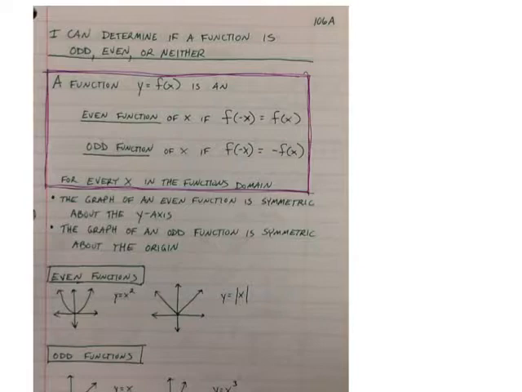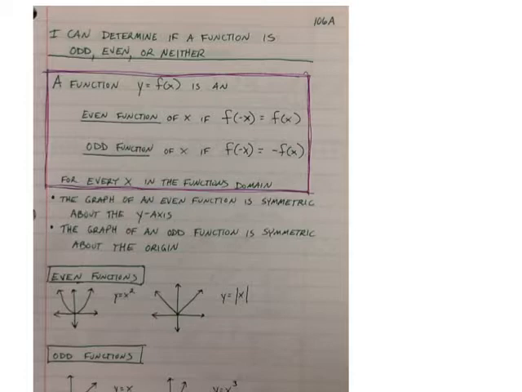Alright, for skill 106, we'll start our notes on page 106A, and this is a really short skill. A function, y equals f of x, is considered an even function in x if f of negative x is equal to f of x. And it's considered an odd function if f of negative x is equal to negative f of x for all the x's in the domain.